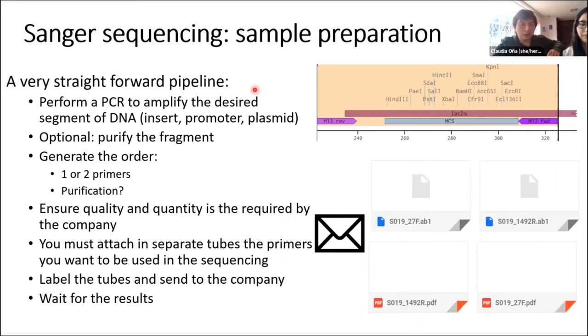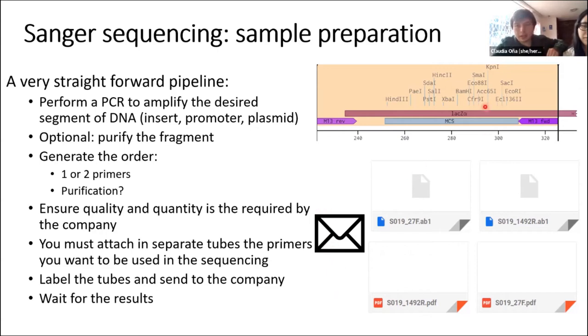So the way we are going to present is that you first have to perform a PCR to amplify the desired segment of DNA that you want to sequence. This might be an insert, a promoter, a plasmid, a CDS, etc.